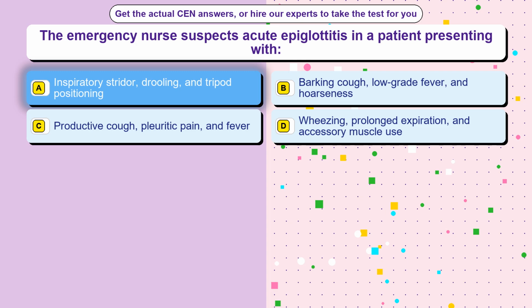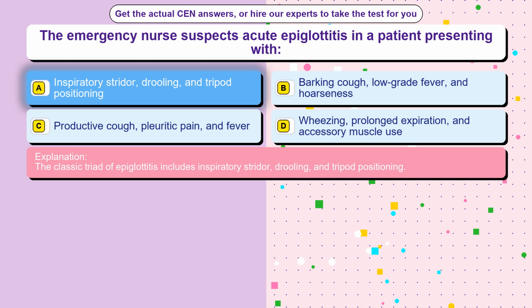The correct answer is option A. Inspiratory stridor, drooling, and tripod positioning. The classic triad of epiglottitis includes inspiratory stridor, drooling, and tripod positioning.